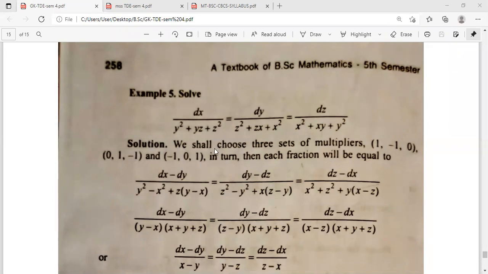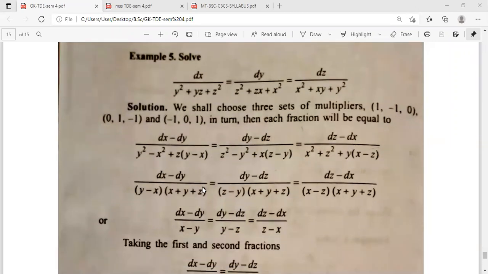Now after simplification, after taking those multipliers, we are going to get dx minus dy divided by y square minus x square plus z into y minus x, equal to dy minus dz divided by the same kind of expression, equal to dz minus dx divided by the same.